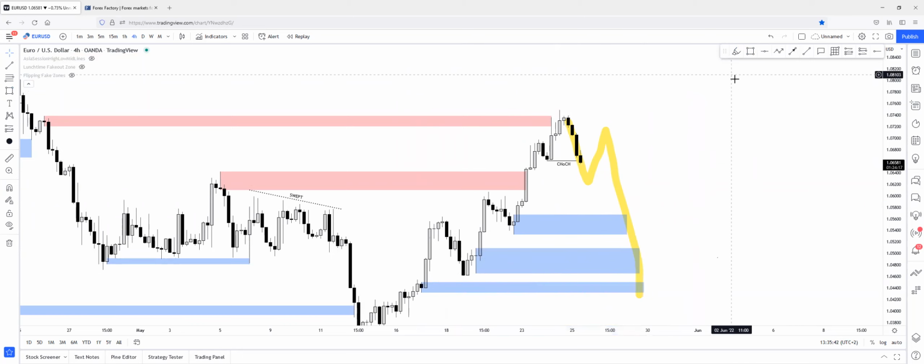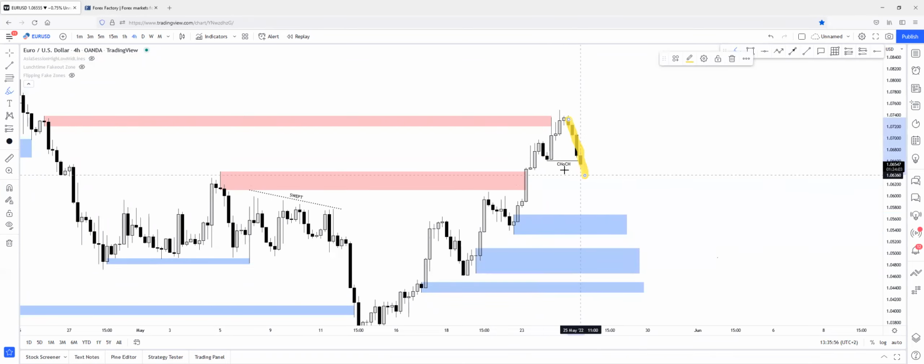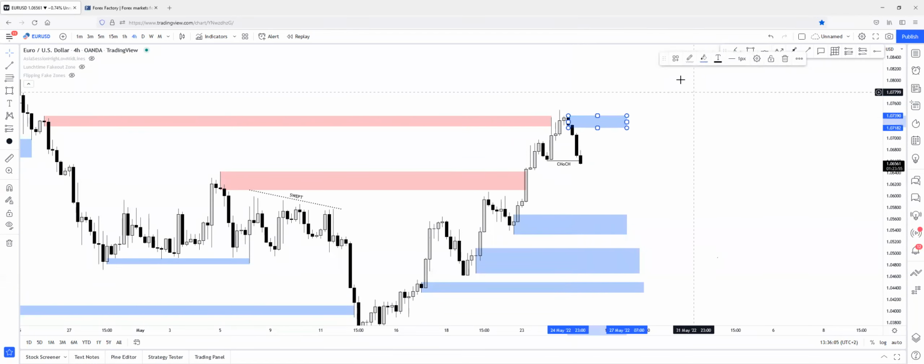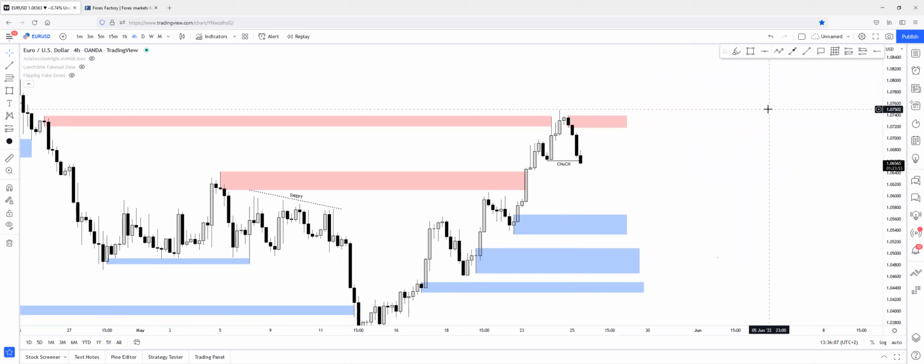So if price changes character and breaks below this low point right here with body closure, that will be the best. Right now I really consider this a change of character because there's a good amount of break of this zone, this low point. So a 4-hour change of character has happened, I would say. And this is the 4-hour zone that has caused the change of character.